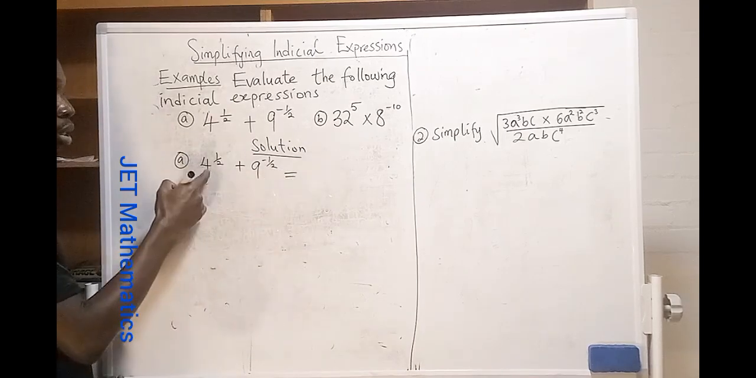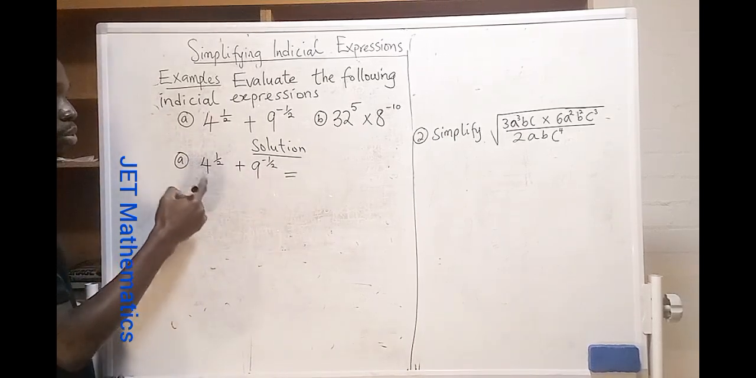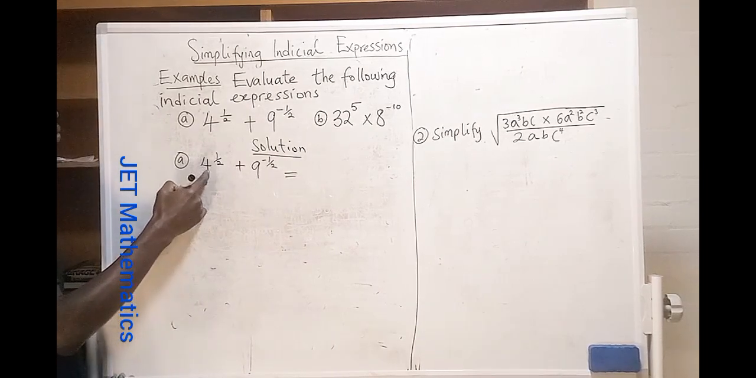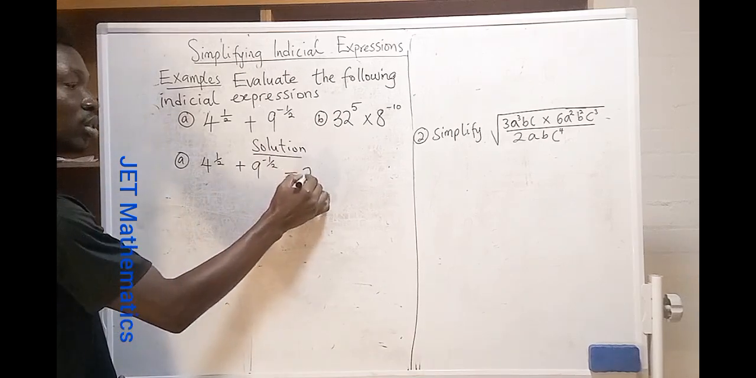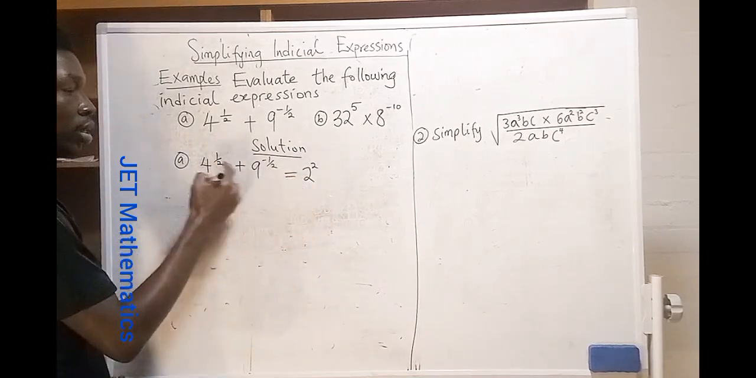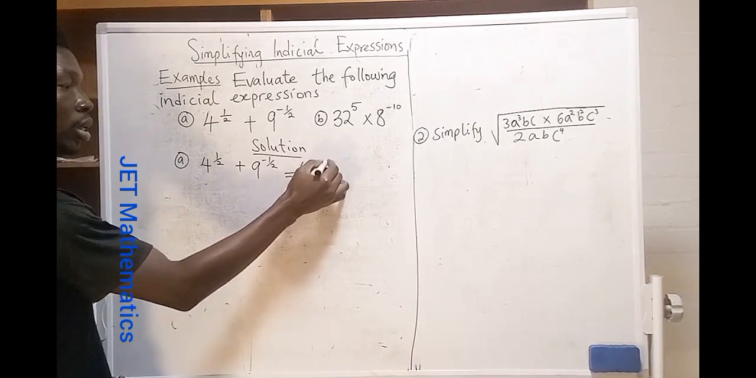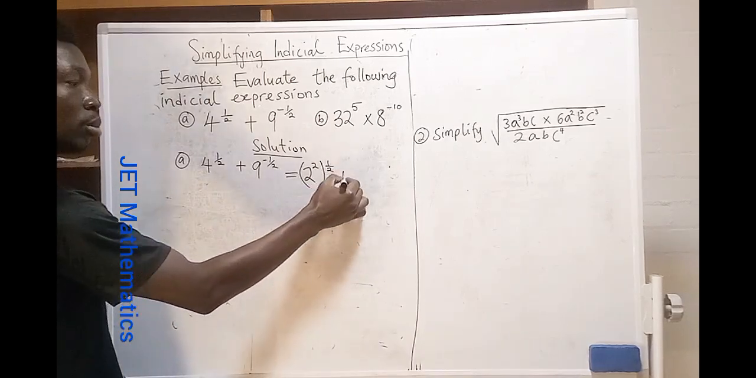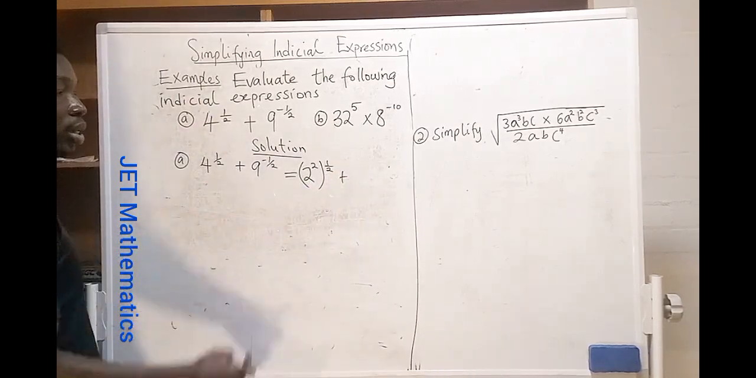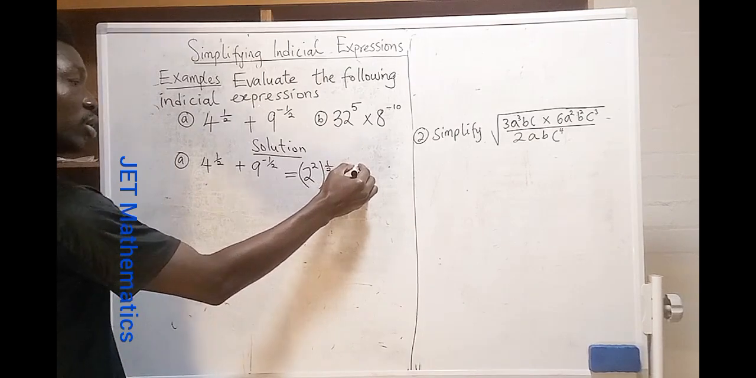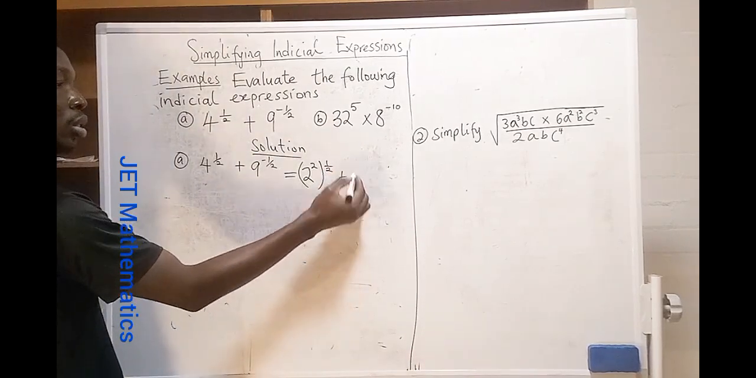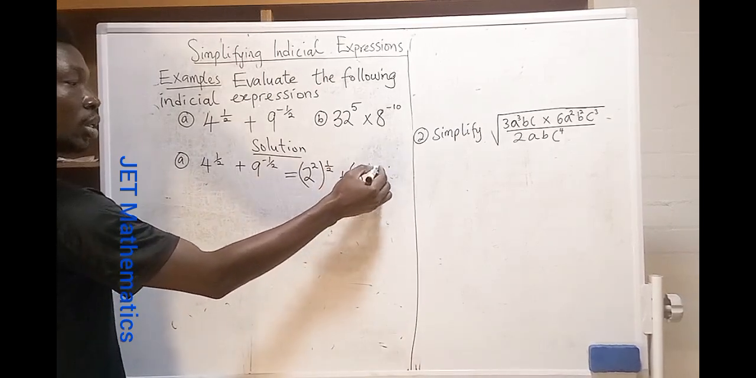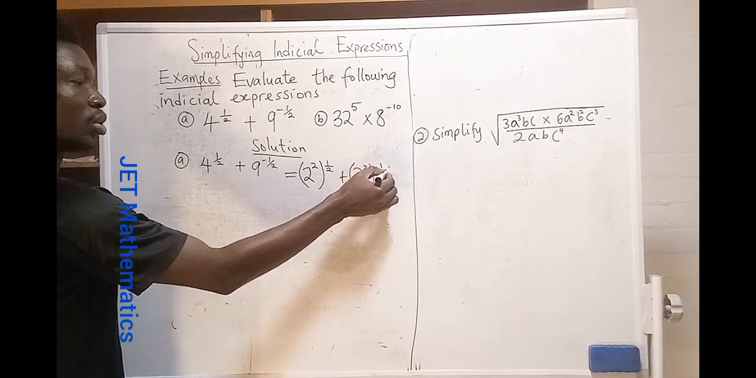Using our laws of indices in simplifying this, we can write 4 as a power of 2. So we have 2 raised to the power of 2, then raised to the power 1 over 2. Plus, we can also write 9 as a power of 3. That gives us 3 raised to the power of 2, bracket, raised to the power minus 1 over 2.